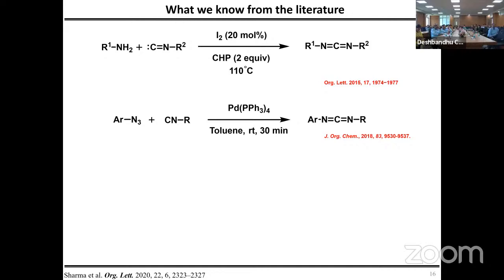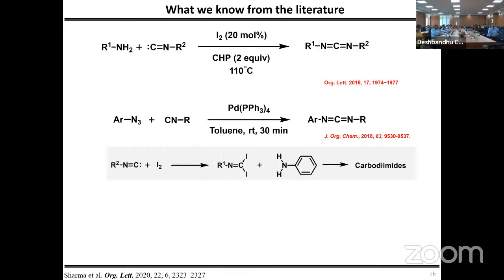to synthesize this carbodiimide. We also knew from the literature that these isocyanides have a very high affinity towards electrophiles, specifically iodine, and easily generate diiodoimines. And we hypothesized whether we could couple this diiodoimine, which was generated electrochemically, with the amine, we could also synthesize these carbodiimides.